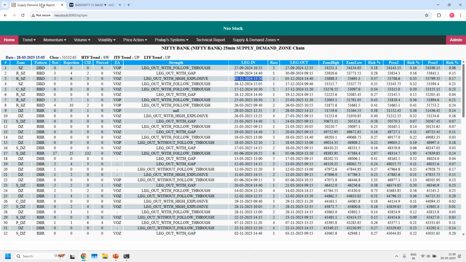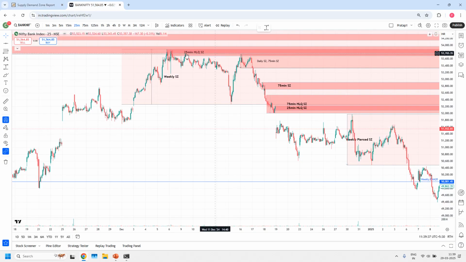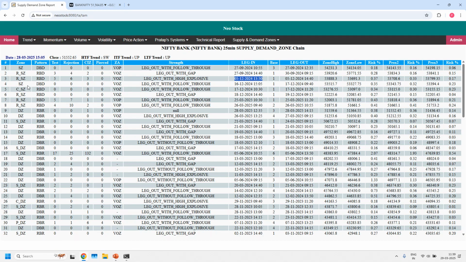Excellent. So this is the advantage of drawing these zones. We know where exactly the origins are. We are able to trace them with the help of these high liquidity zones. See, the normal zone origin is powerful. High liquidity zone origin is even much more powerful.